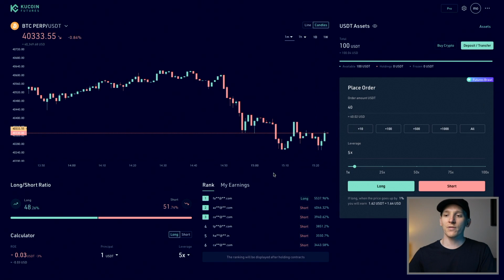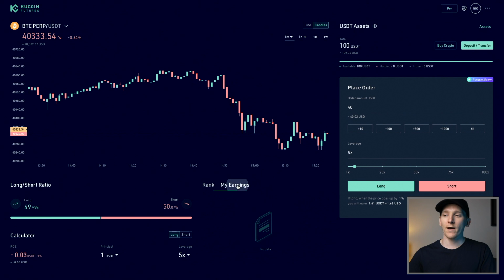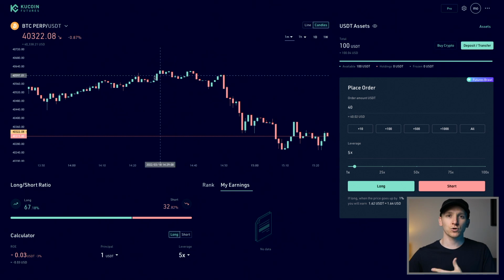But if you went through with that, essentially you'd go down to my earnings right here, and then your profit and loss, or your P&L, would be in here for you, so you can see if you're in profit or loss. This is really a beginner's platform just to quickly go long or short if you want to trade short term and scalp. Obviously, if you've got a wider portfolio and you're looking to hedge your portfolio or do some more professional stuff, then we need to get into the professional platform.